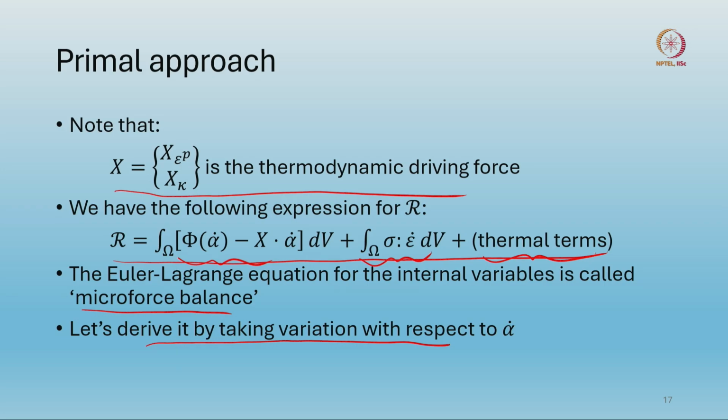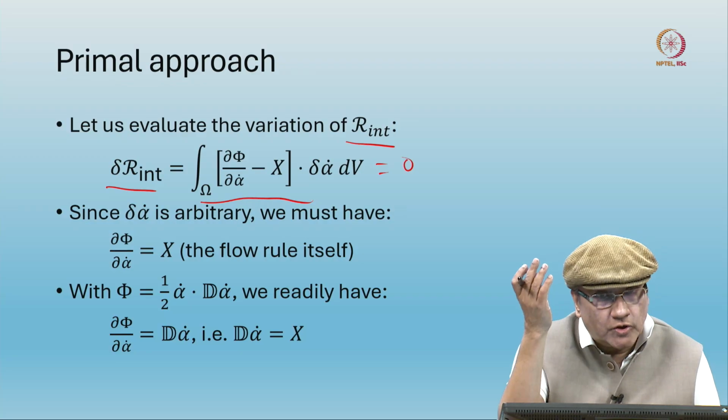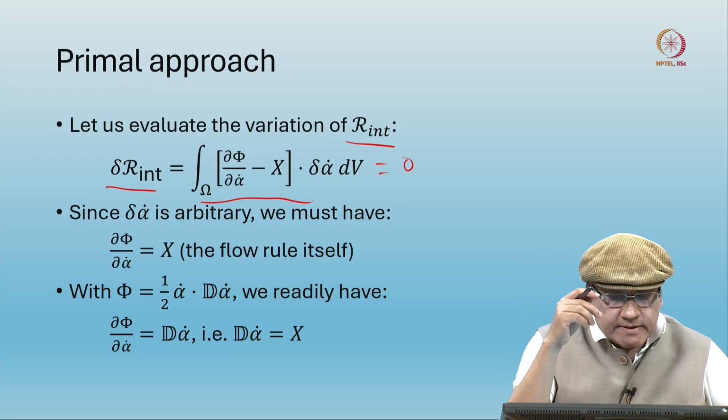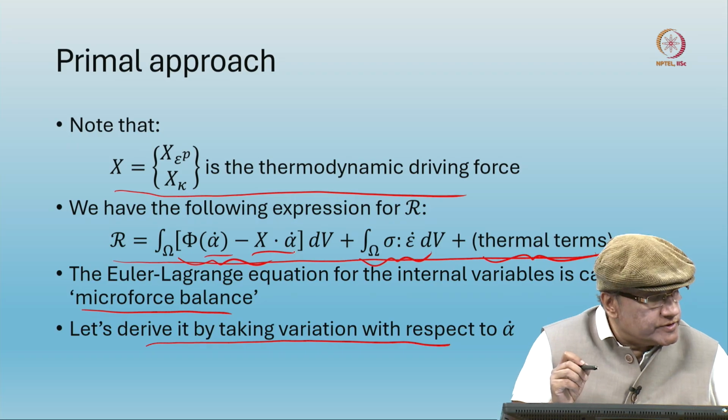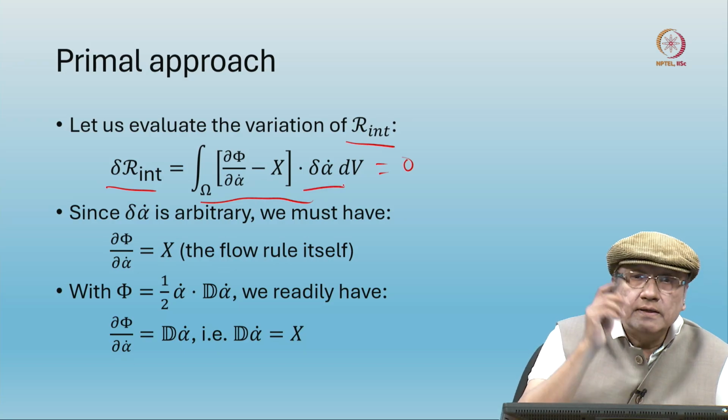So let us take variation of R with respect to the internal variable alpha, that is our job, and set it to 0. Only the internal part of R will have alpha, and therefore del R int is enough, and that has to be equal to 0, and that is given here this way. So del phi by del alpha dot minus X inner product alpha dot. If you just take variation with respect to alpha dot, simply del alpha dot comes out and you have this.